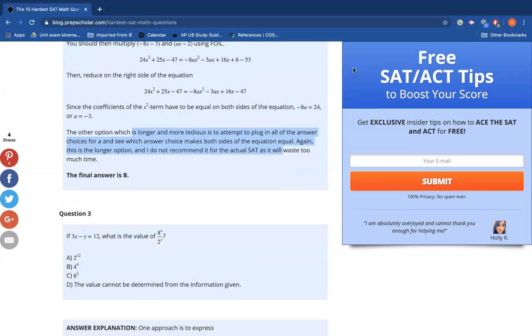Okay, another one. This one. If this is this, what's the value of this? Here's a hint. Always in these problems, the best thing to do is simplify. Simplify the expression as much as possible, and then everything will work perfectly.